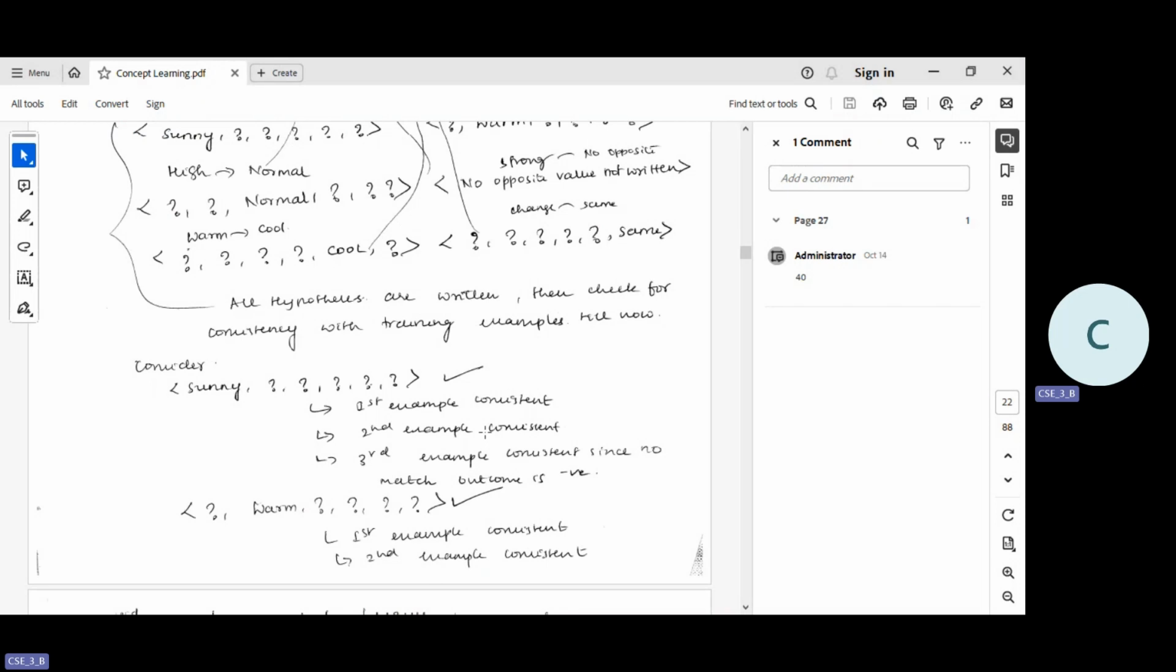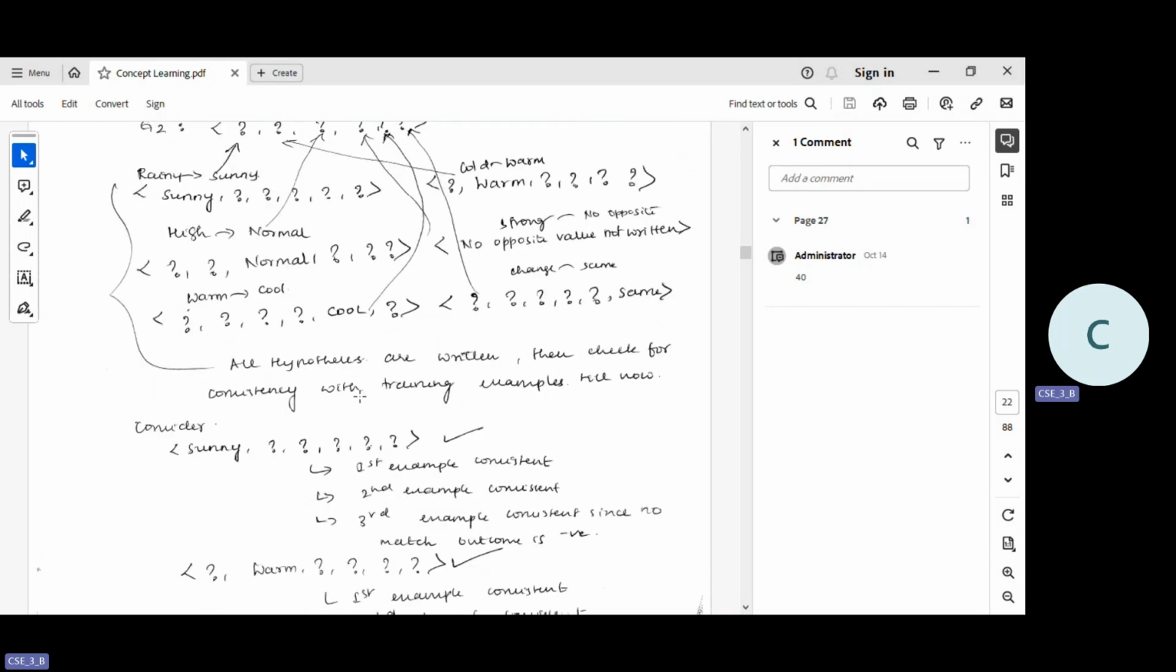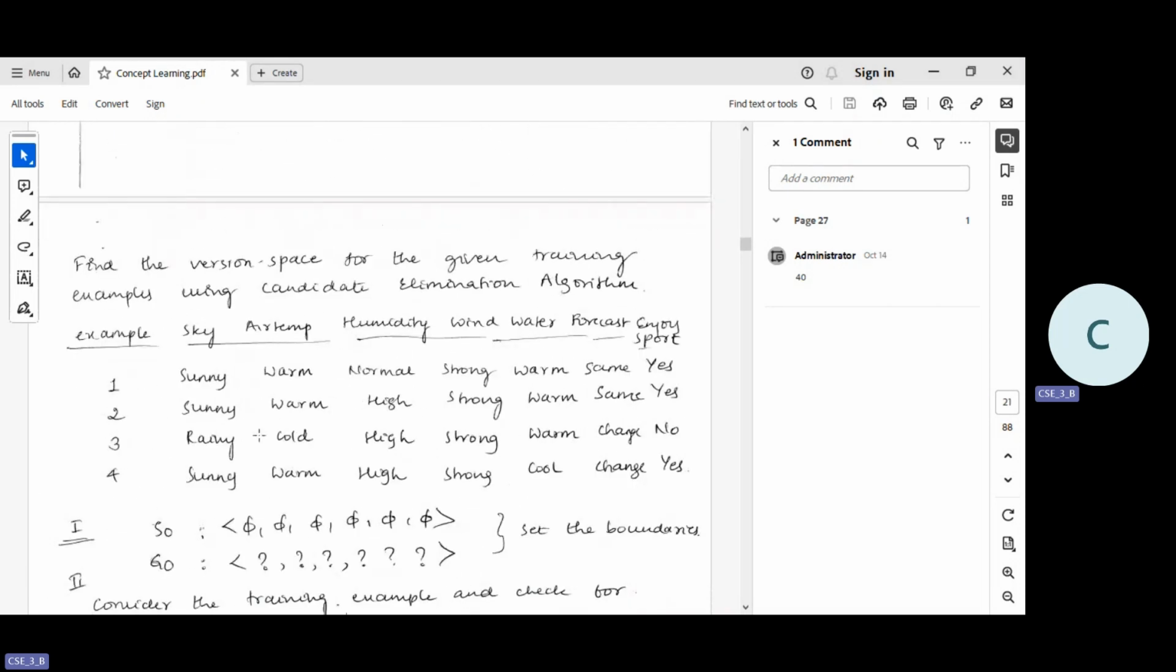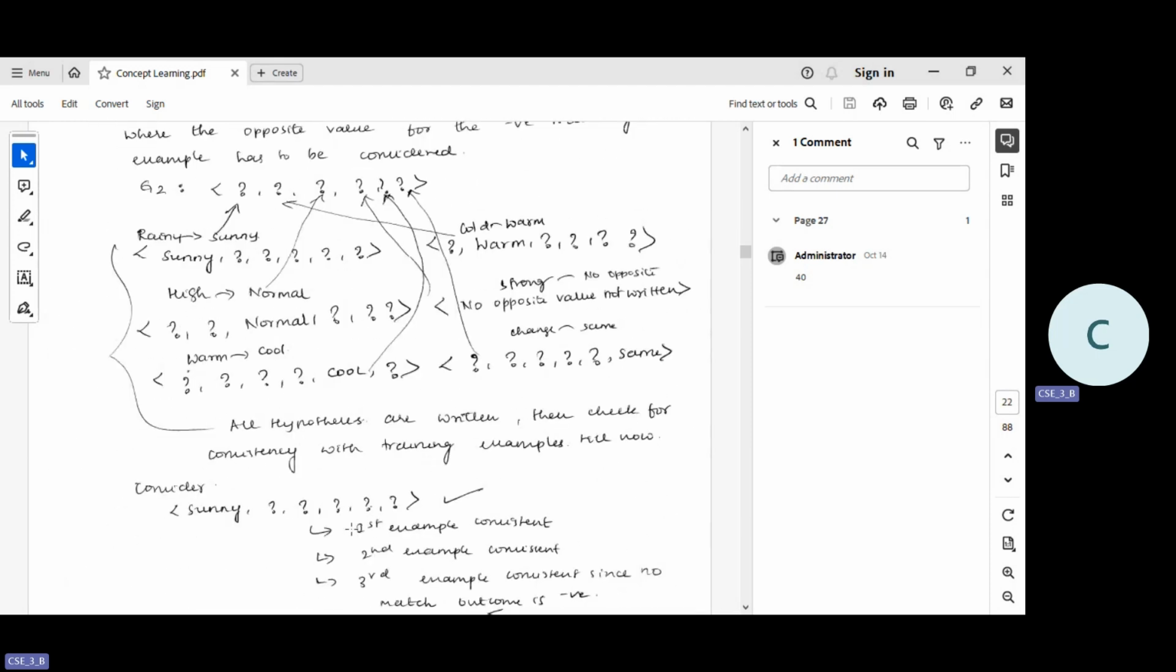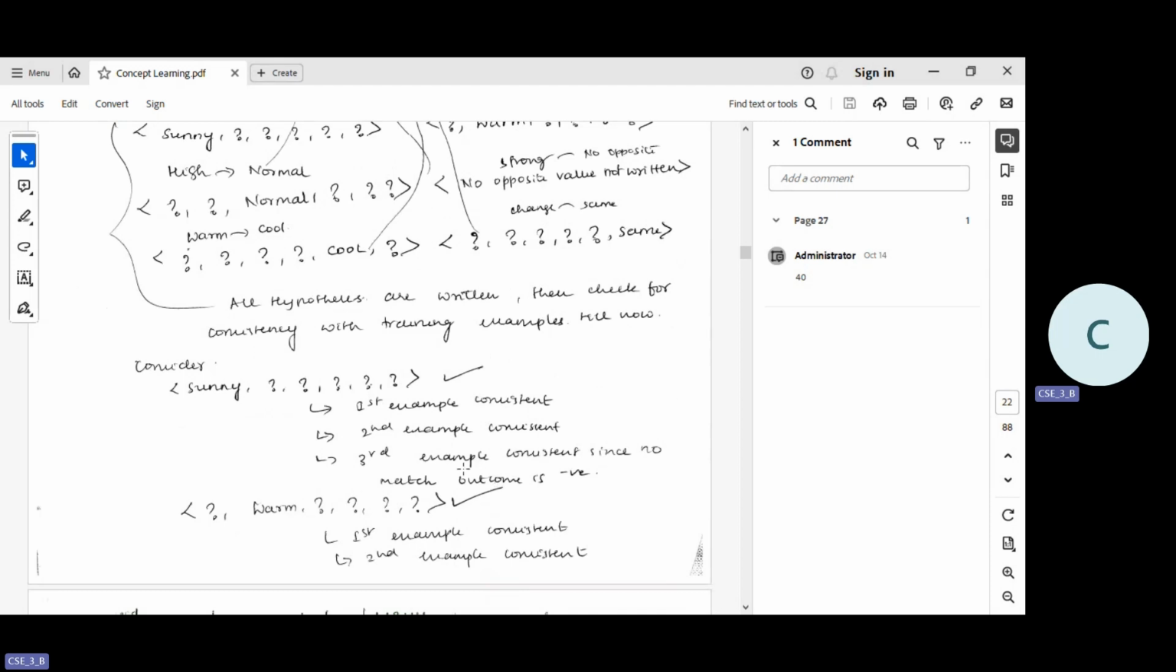Similarly, the second example is also consistent with this hypothesis. So now we go to the second example, again sunny, and all the attribute values we can observe here are matched because question mark represents any attribute value. There is a match, and the outcome is yes. So again, we can say the hypothesis is consistent with the second training example also. So next what are we supposed to do? Next we go to the third example.